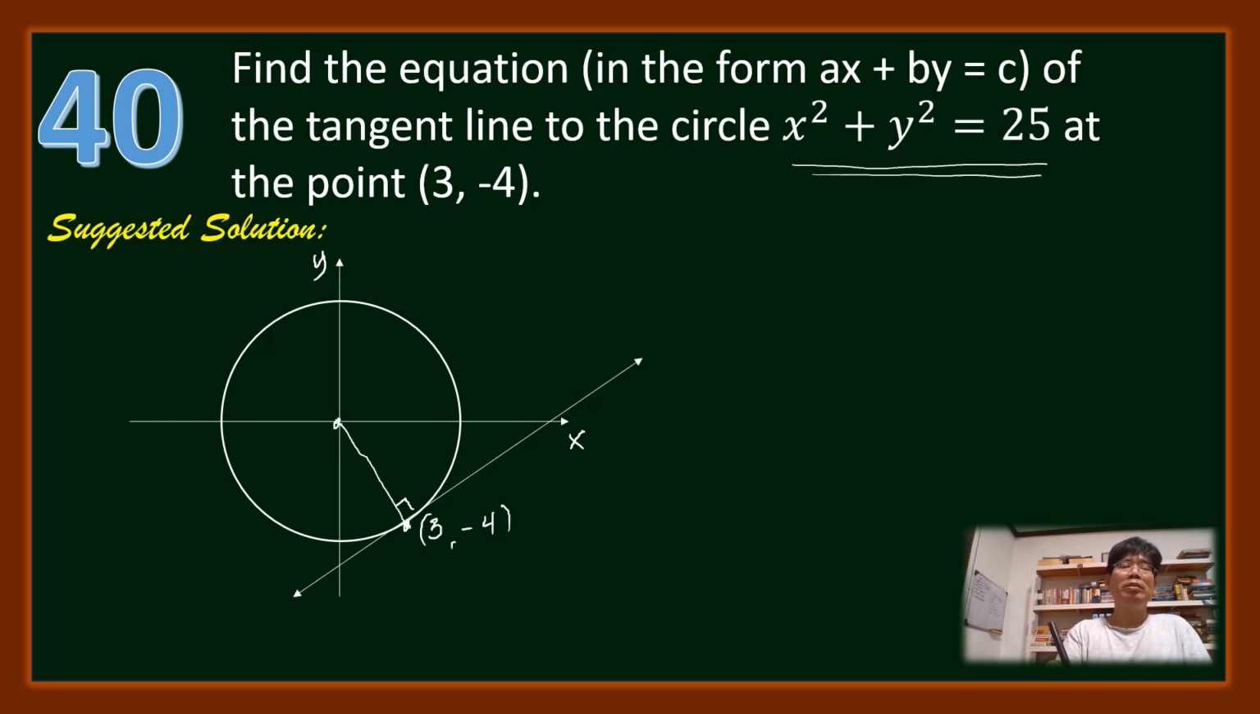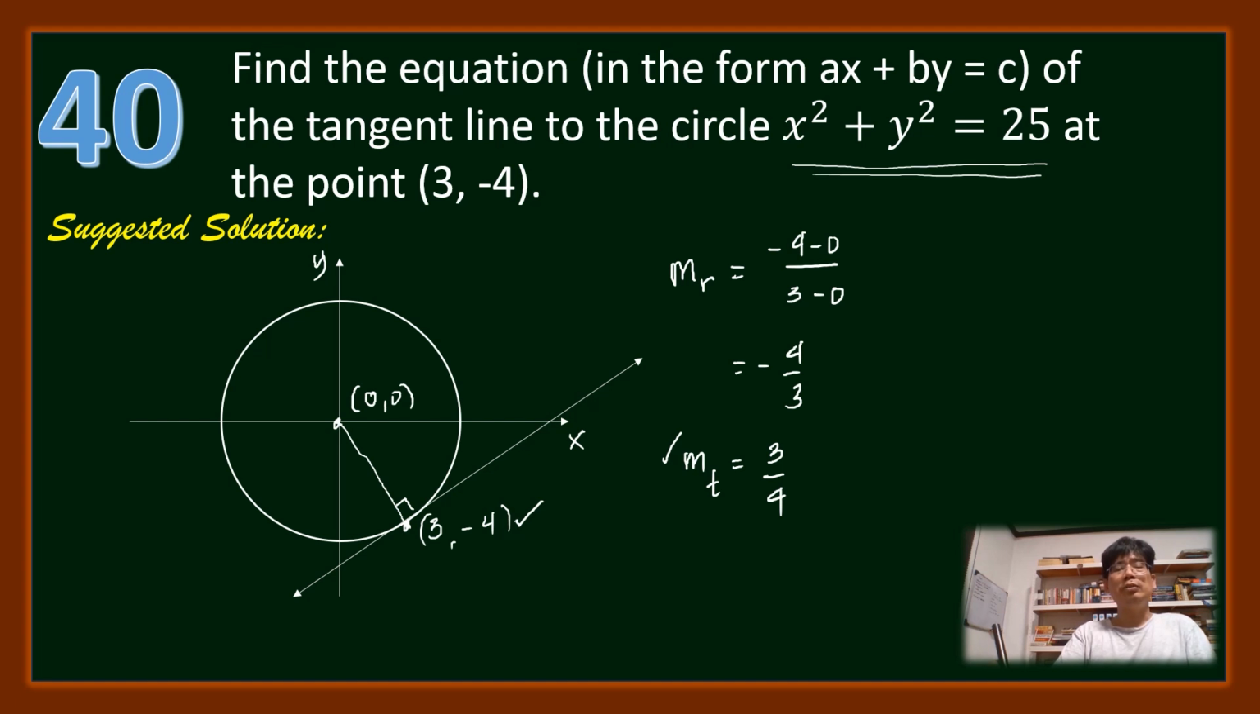The center is the origin, the point (0, 0), so we can have the slope of the line containing the radius, that is negative 4 minus 0 over 3 minus 0. And this is equal to negative 4/3. Hence, the slope of the tangent line is the negative reciprocal of this slope, that is 3/4. So we can find the equation of the tangent line using the slope and a point.